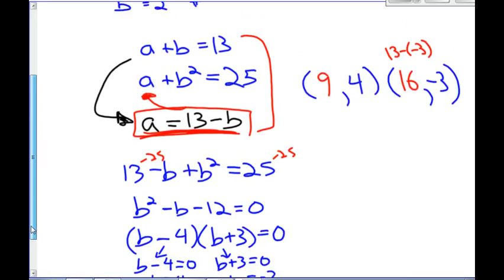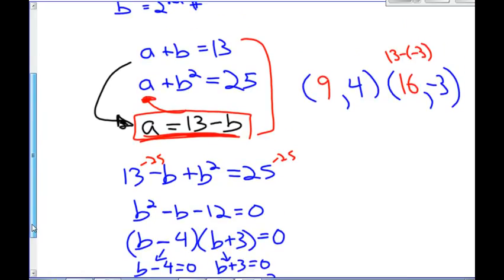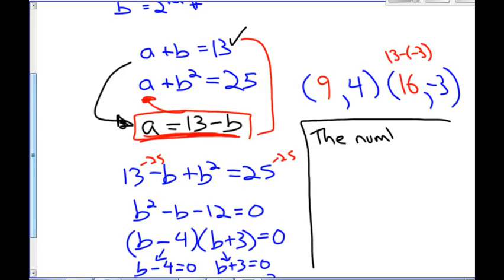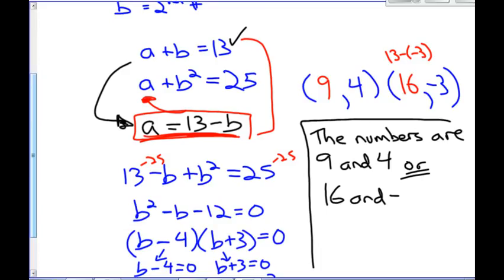Now, does this work? In both cases, these numbers add to 13, so they satisfy the first equation. The first number plus the square of the second, so 9 plus 4 squared, is that 25? Yes, it is. Let's check the other one. 16 plus negative 3 squared, is that 25? Yes, it is. So there are two possibilities here in terms of pairs. The numbers are 9 and 4, and 9 would have to be that first number, or 16 and negative 3.